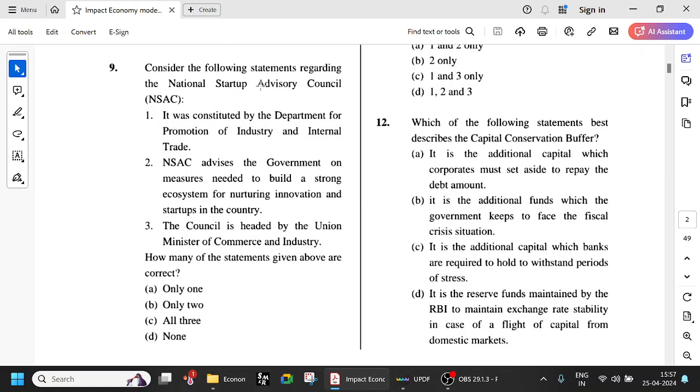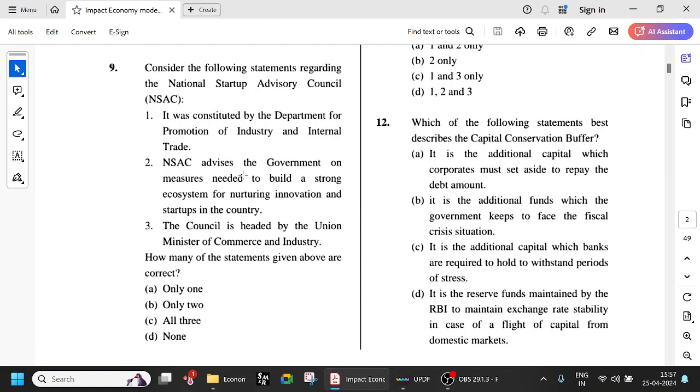Consider the following statements regarding the National Startup Advisory Council. It was constituted by the Department for Promotion of Industry and Internal Trade. So what is the answer? C, all three. Okay, fine. So it's correct. This is also correct. The answer is all three, so all three are correct.